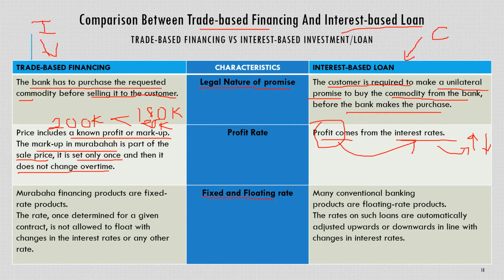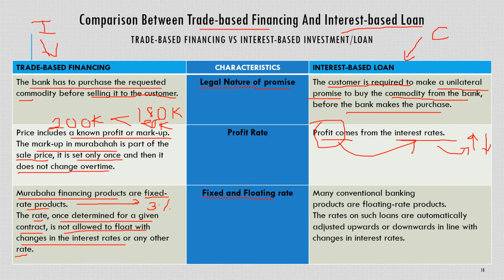Untuk trade-based financing, murabahah financing product are fixed rate product. The rate once determined for a given contract is not allowed to float with changes in interest rate or any rate. Maksud dia, kalau dalam kontrak dah tulis kata rate of product ni adalah 3%. So, sampai ke habis kontrak, supposedly dia akan sampai 3% lah.